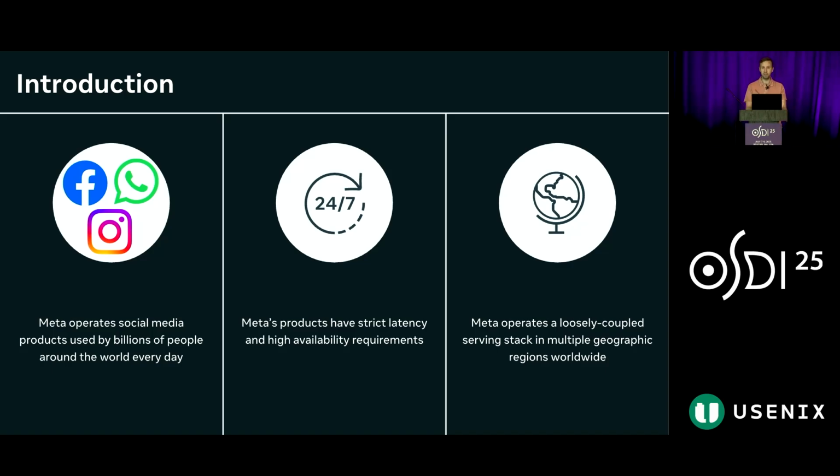Meta operates social media products like Facebook, Instagram, and WhatsApp used by billions of people around the world every day. Meta's products have strict latency and high availability requirements in order to provide a good user experience. In order to satisfy these requirements, Meta operates a loosely coupled serving stack located in multiple geographic regions worldwide.